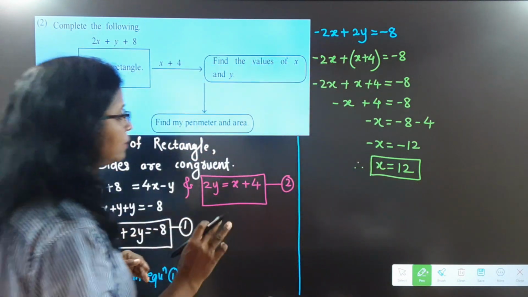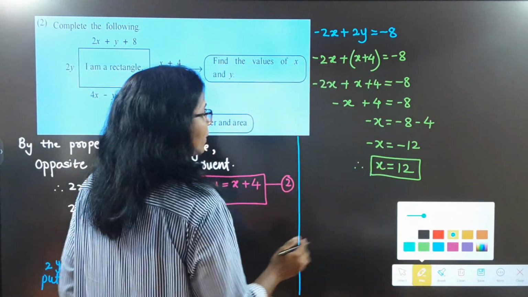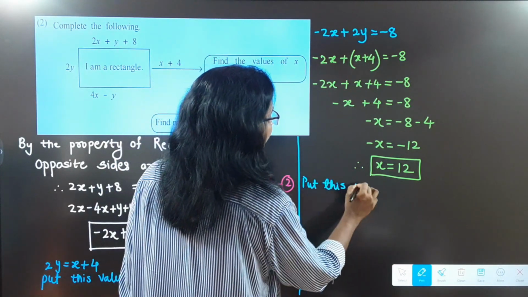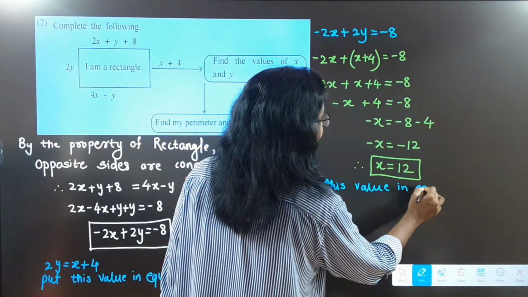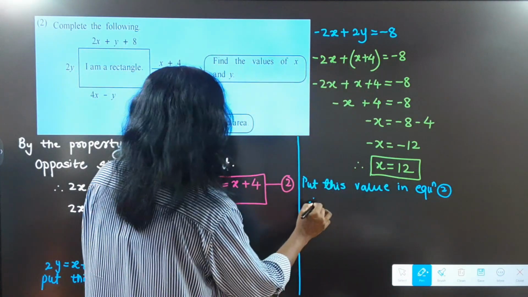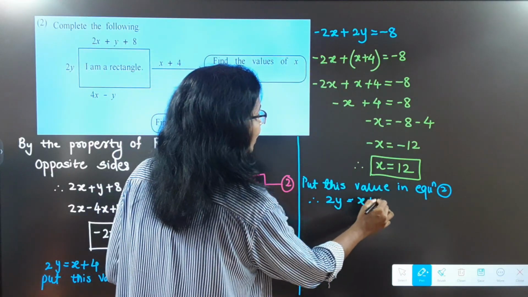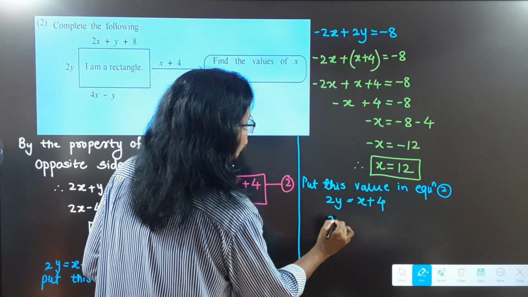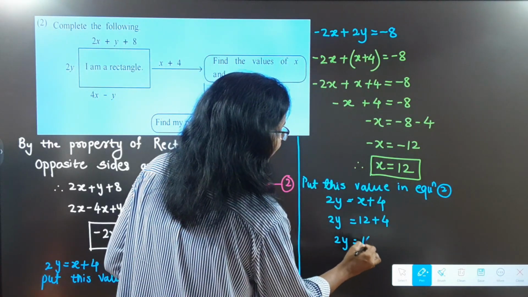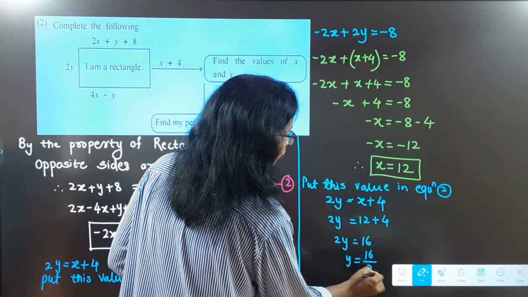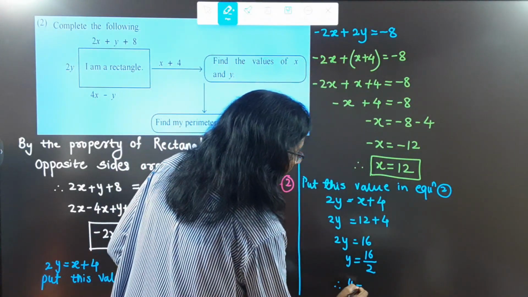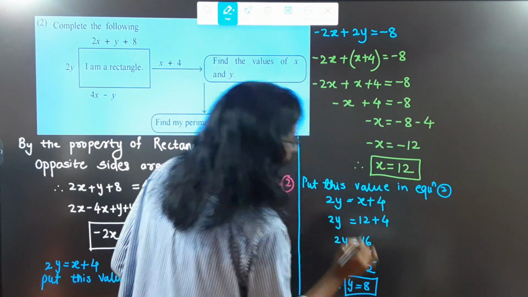So now the next part is that we put this value in equation 2. Therefore 2y is equal to, I write down equation 2 as it is, 2y is equal to 12 plus 4. So 2y is equal to 16. y is equal to 16 upon 2. Therefore y is equal to, 2 8s are 16, so y is equal to 8.